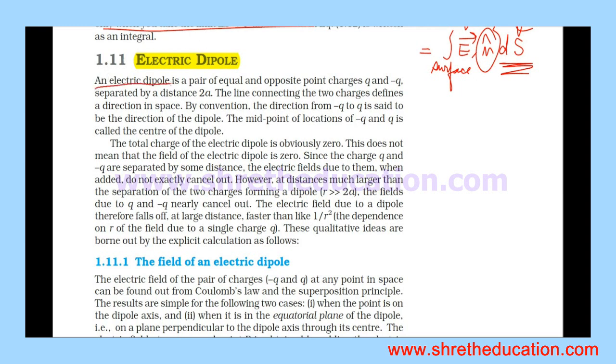An electric dipole is a pair of equivalent opposite point charges q and minus q separated by a distance twice a. The q and the minus q are separated by a distance twice a.